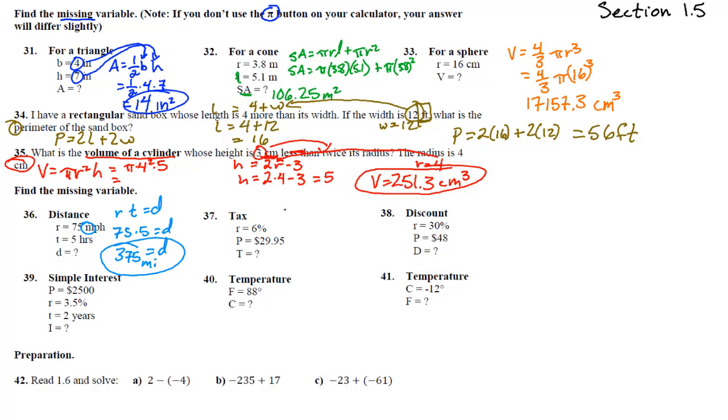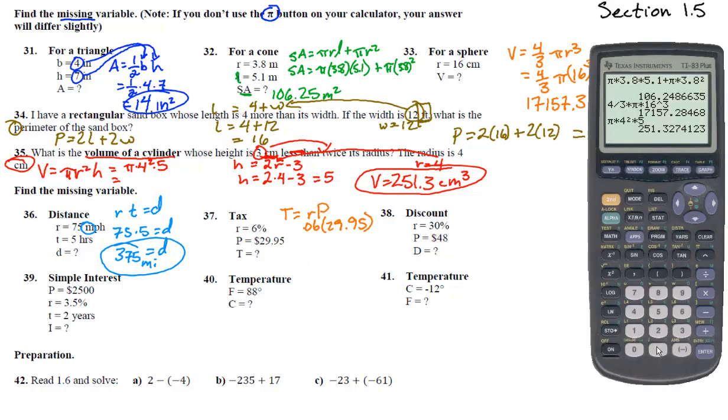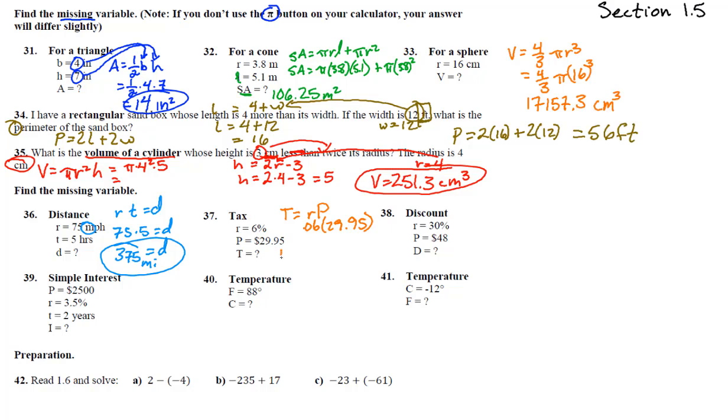Number 37. Tax. Now the tax was just the tax rate times the principal. So this is going to be 0.06, change percents into a decimal, and then times 29.95. Yeah, we're just taking 6% of 29.95. Let's punch that in the calculator. 0.06, not 0.6, 0.06 times 29.95, and we get 1.797, which would be 180 if it's just money, $1.80 if we go up to the counter and pay it.